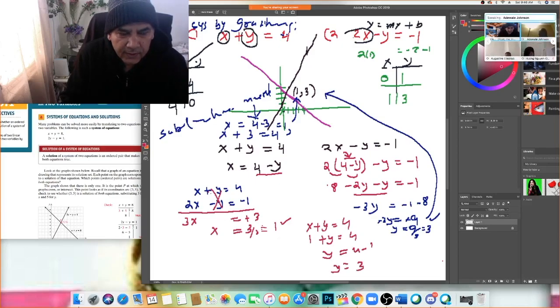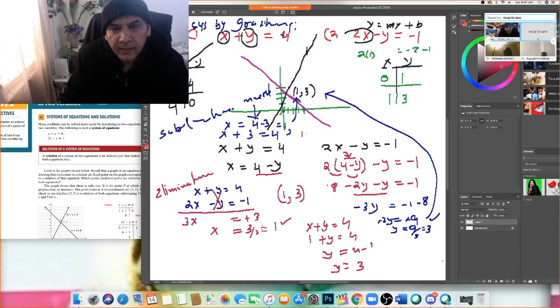So this is our elimination method, and we have x is 1, y equal 3. Here we have the substitution method, and we have x is 1, y equal 3. And here we have the graphing method, so x is 1 and y is 3. We have exactly the same answer, right?